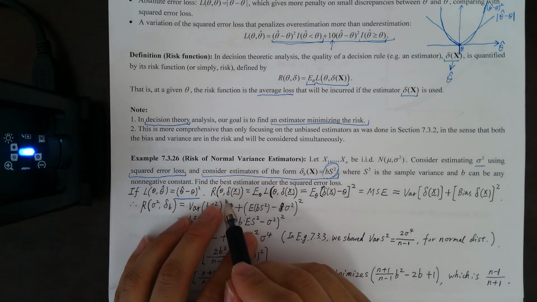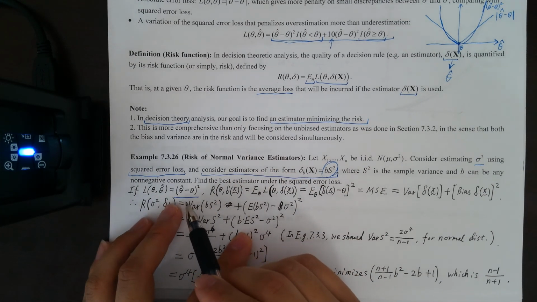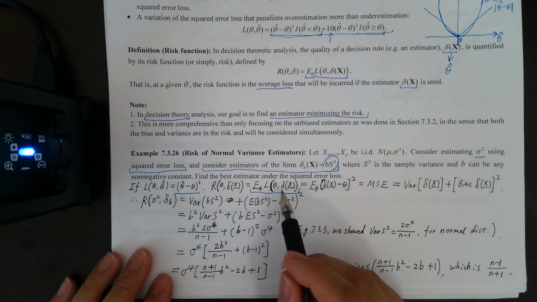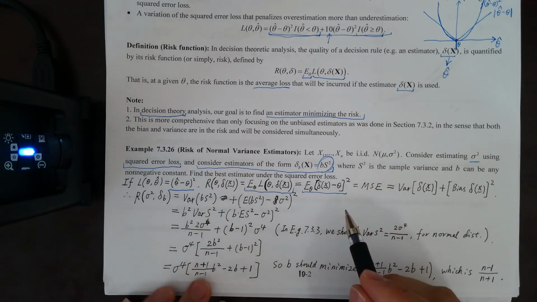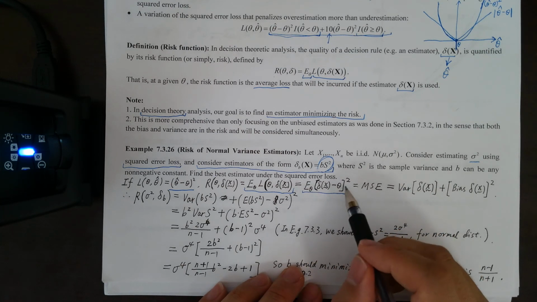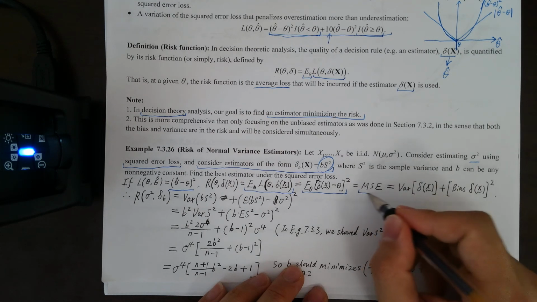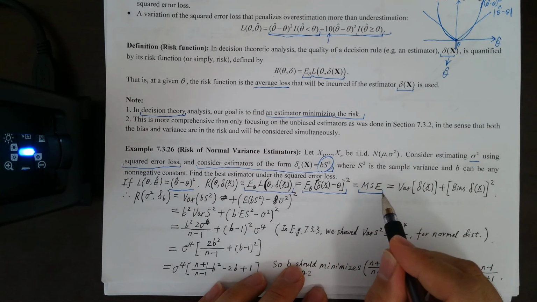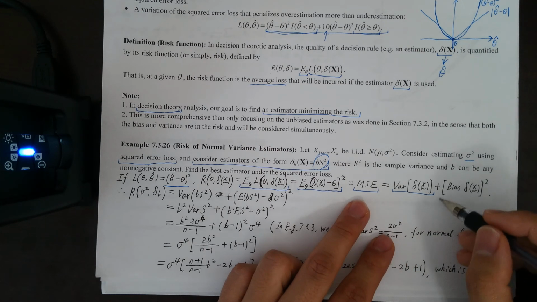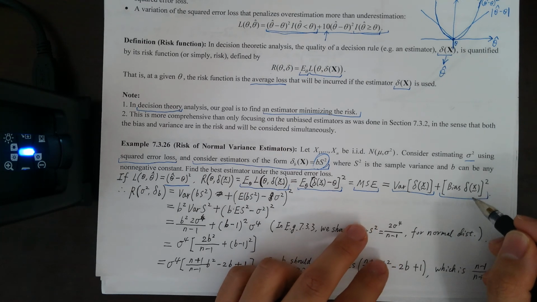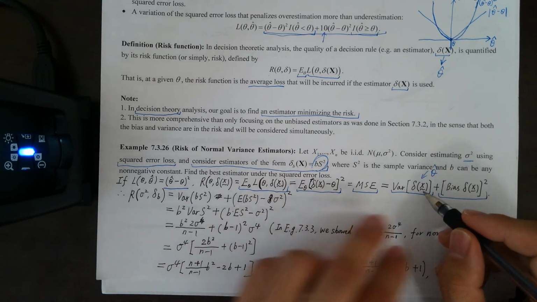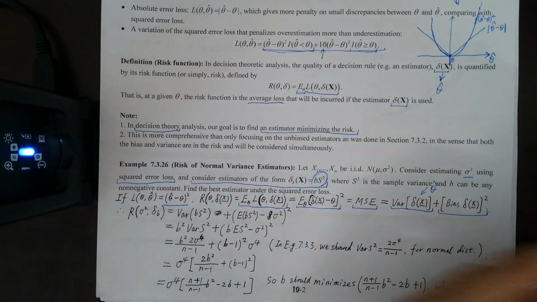Now let's evaluate the risk under the squared error loss, which is the average of the squared error loss function. We can immediately see this risk is the expectation of the squared error, which is exactly the mean squared error, the MSE. It can be written as the variance of the point estimator plus the square of the bias of the point estimator. Here we just change the notation, changing theta hat to delta x, following the notation in statistical decision theory.